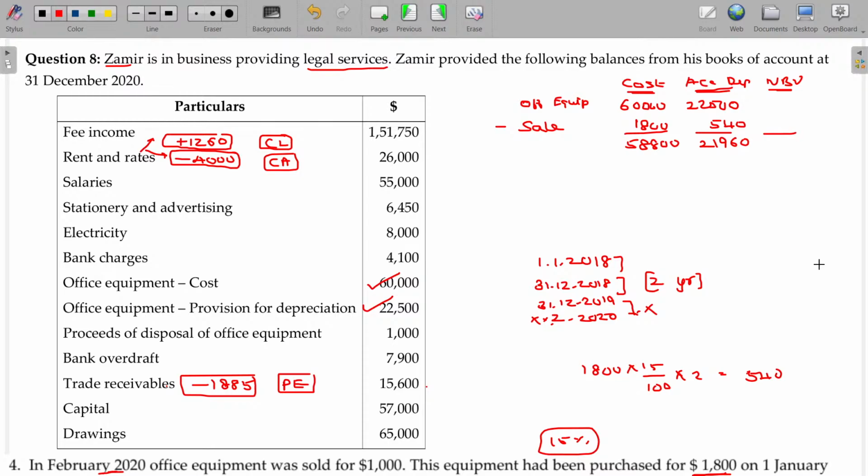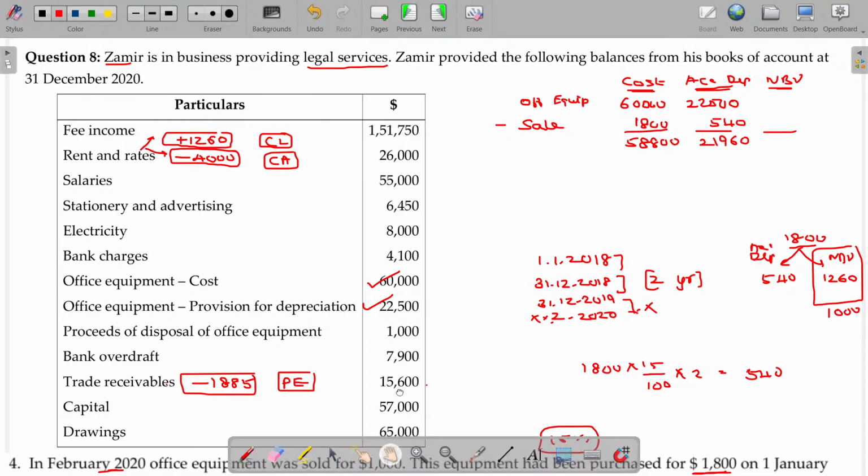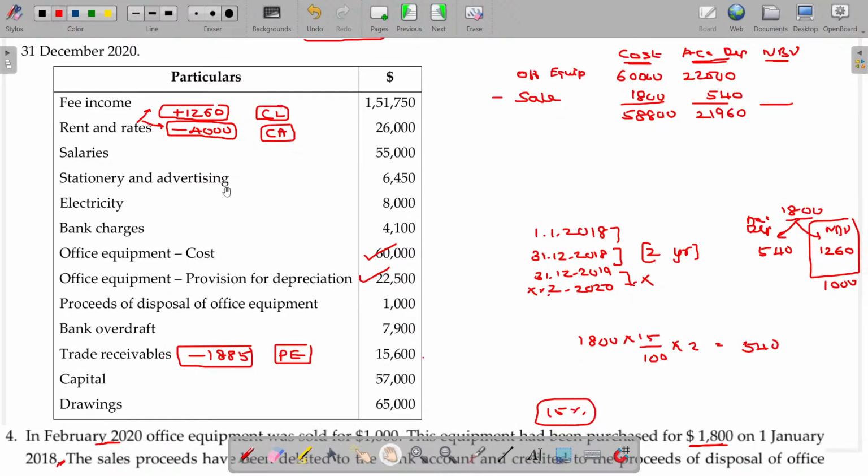And now listen. Asset 540 is already depreciated, and it is the accumulated depreciation on the asset. So net book value for this asset, how much is that? Net being 1,260 only. But this one sold for how much? 1,000. It was sold for 1,000.